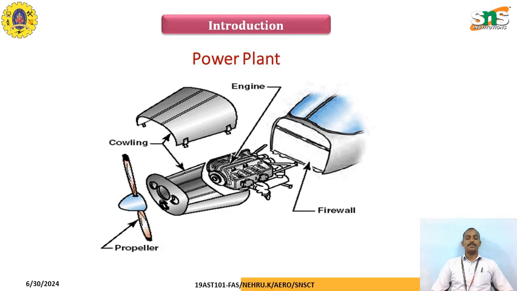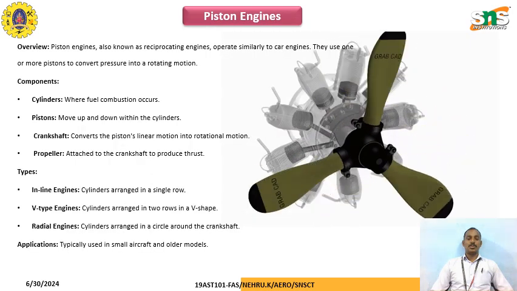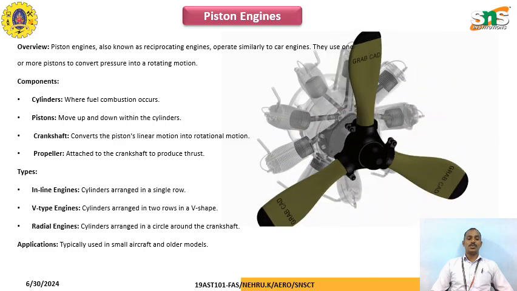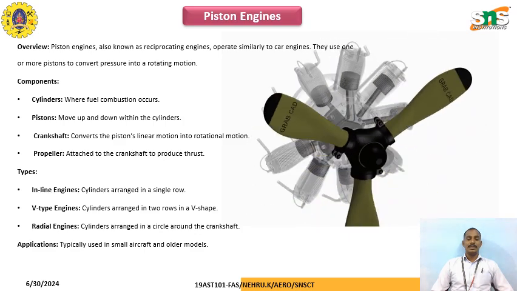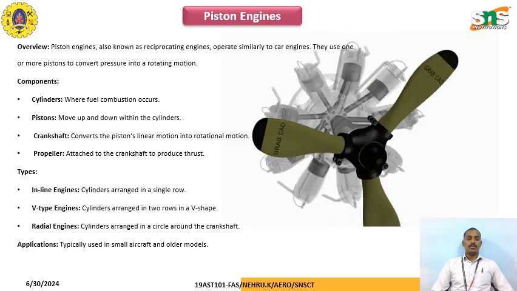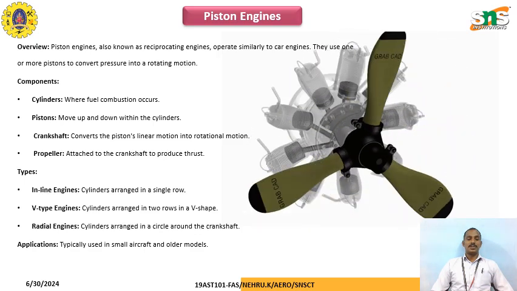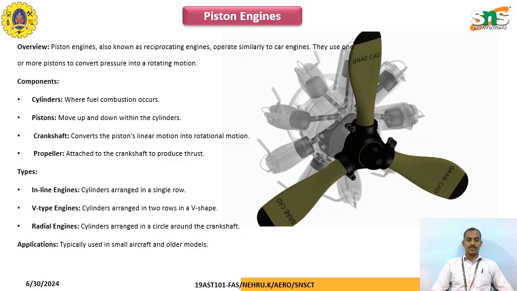First one is the power plant. Power plant introduction. We'll see this picture. Engine is there, firewall is there, the engine cowling is there, and the propeller is there. This is the piston engine. Piston engine, also known as reciprocating engine, operates similar to a car engine. They use one or more pistons to convert pressure into a rotating motion.